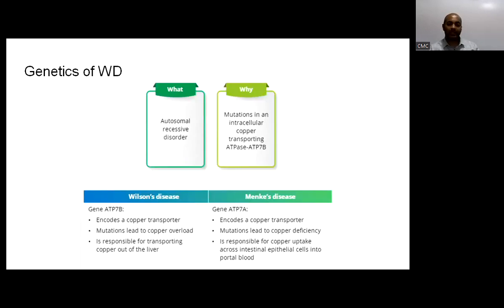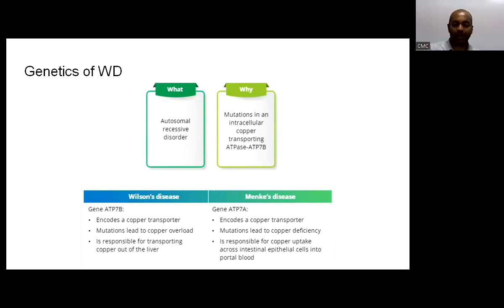Let's see the genetics of Wilson's disease. It's an autosomal recessive disorder. It's due to mutations in the intracellular copper transporting ATPase-B. There are two ATPase genes. ATP7B gene defects cause Wilson disease. ATP7A gene defects cause Menkes disease.